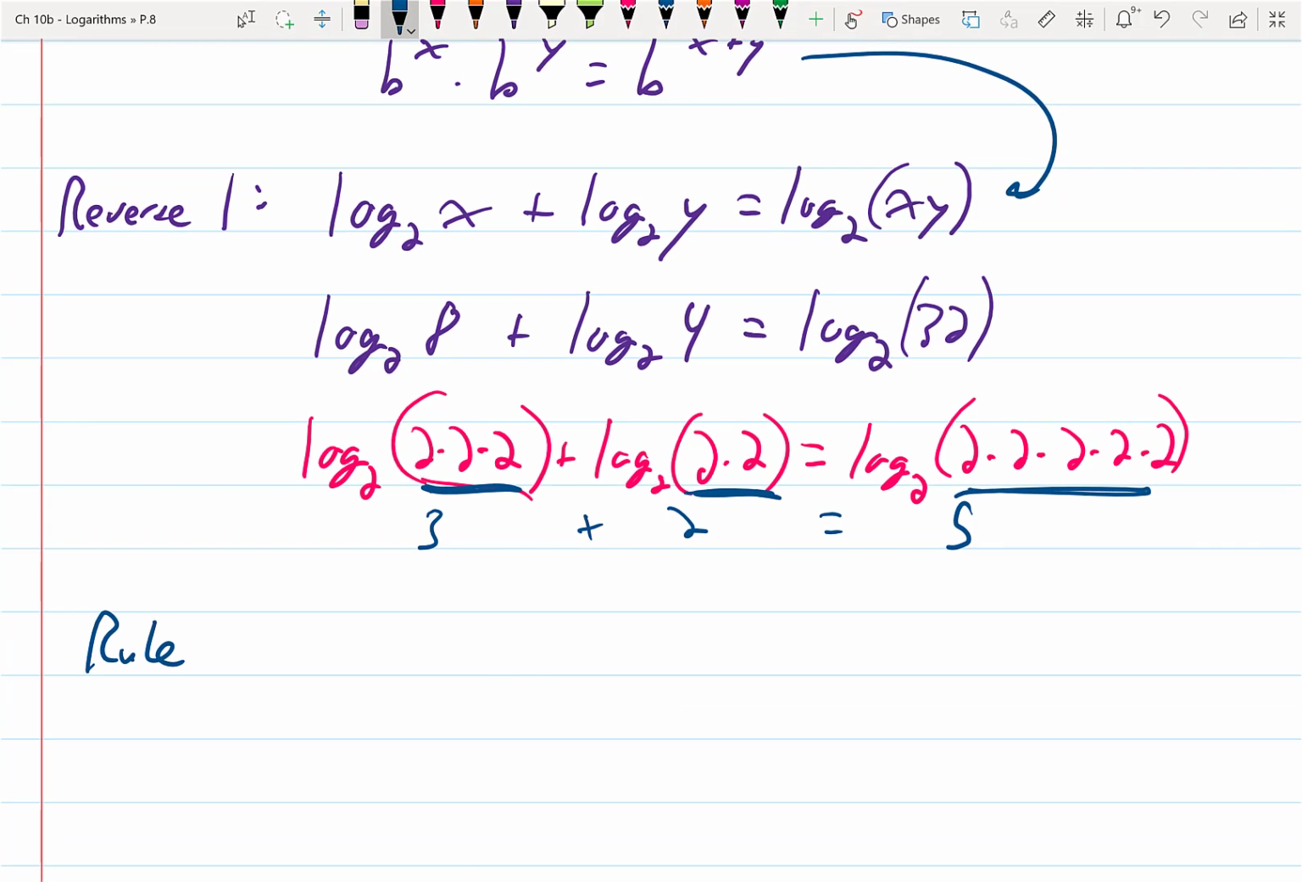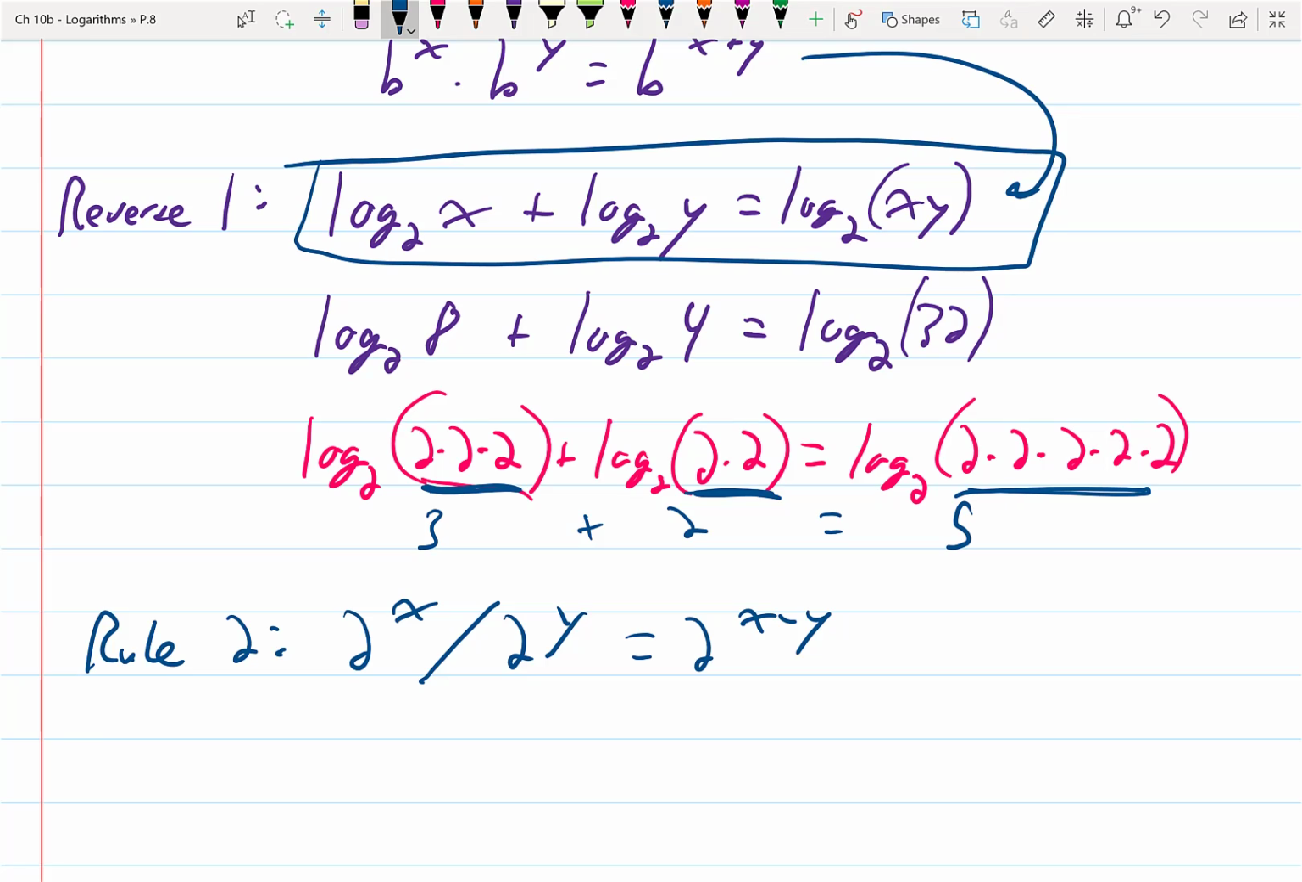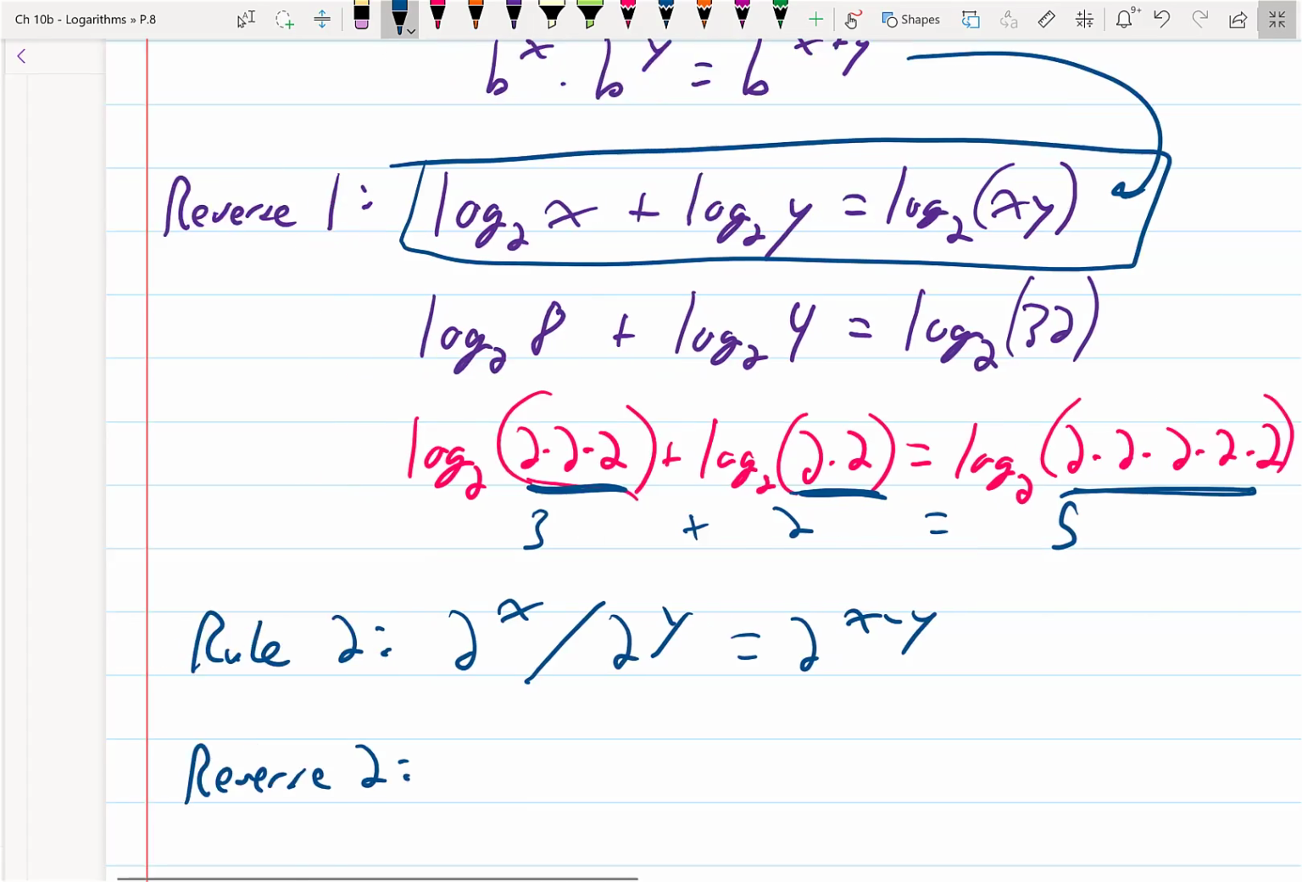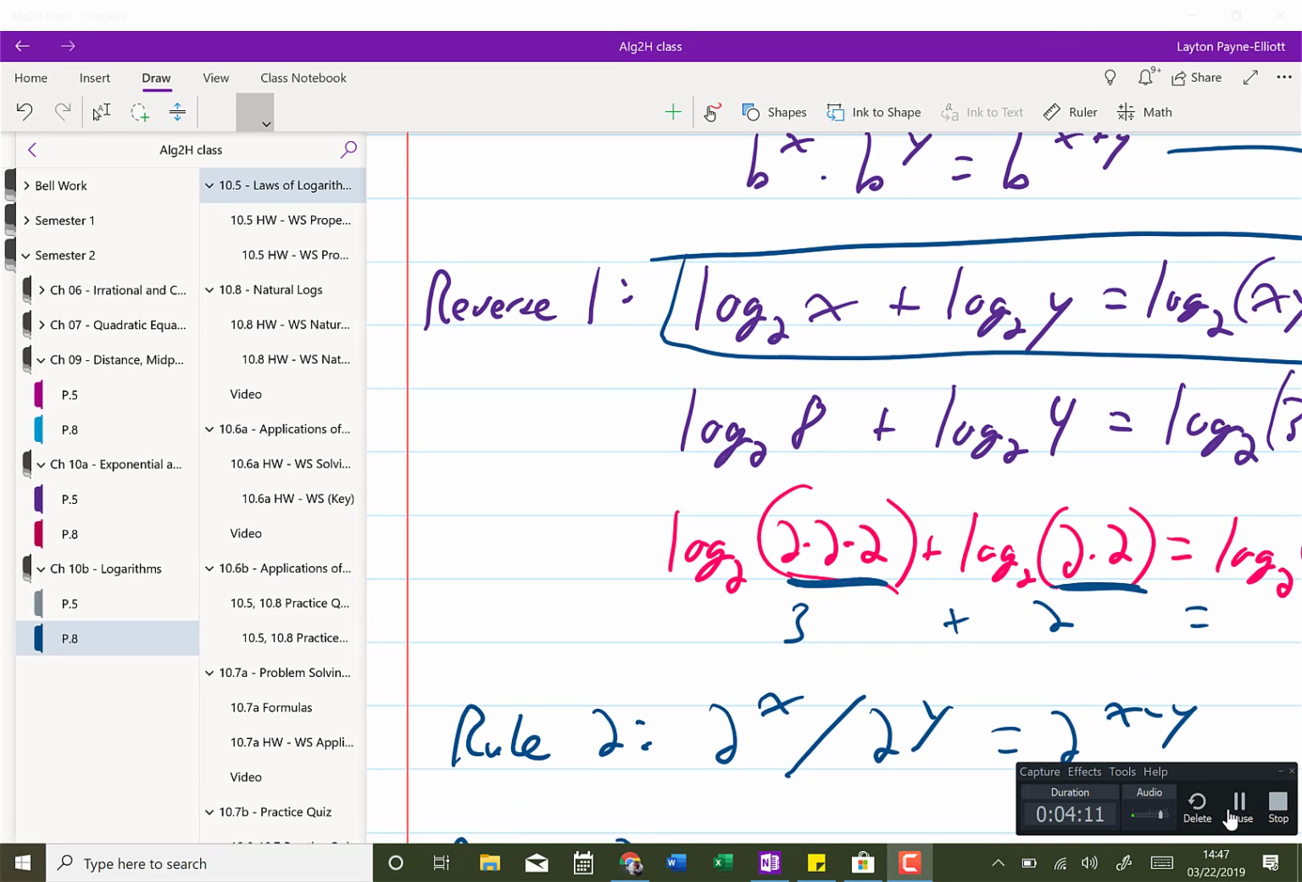Rule 2 we're going to do really quick because I want you to see this second rule in conjunction with the first. Since it's basically the same rule, 2 to the x divided by 2 to the y is 2 to the x minus y. Can you take a second while I pause this and underneath write down the same rule as reverse 1, but let's call it reverse 2. I want you to write the version of this that would change some things around and make this the same but opposite rule. I don't think I said that right, but I think you know what I mean.